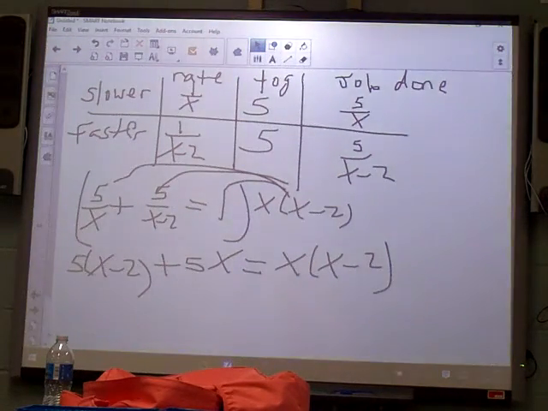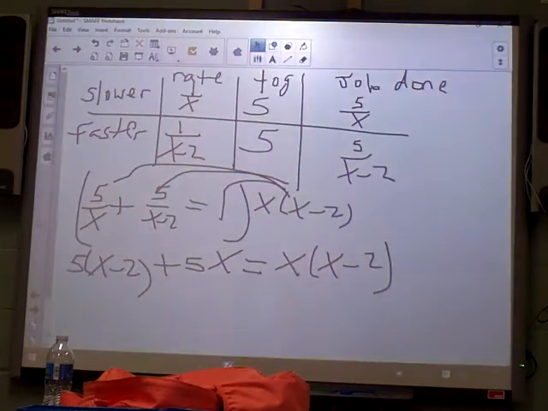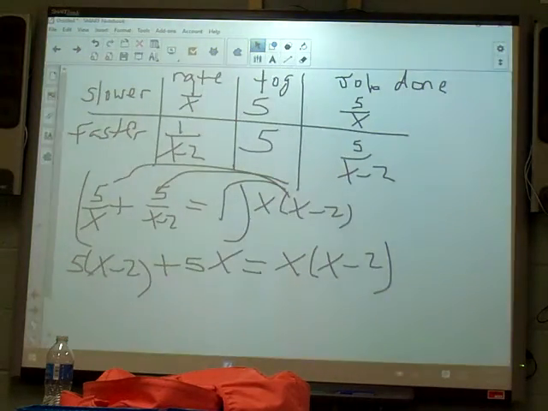Alright, so that's the hard part. You've got your table deciphered, you got rid of your fractions, now you're just trying to clean it up and simplify it so that you can find a quadratic in standard form. So I've got 5x minus 10 there when I start distributing, plus 5x equals x squared minus 2x. So combine those like terms. 10x minus 10 is equal to x squared minus 2x.